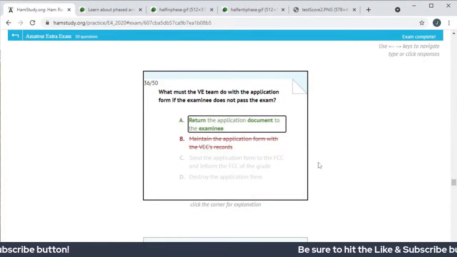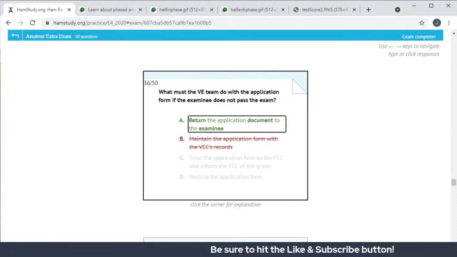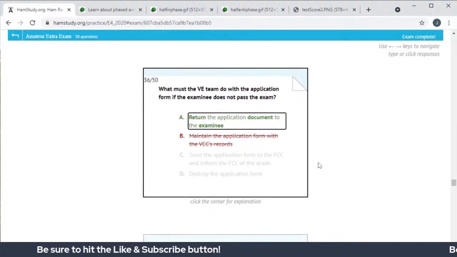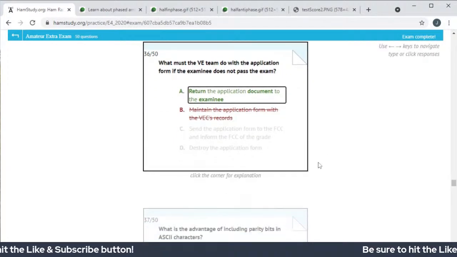Okay. If the examinee does not pass, then the application is returned to the examinee.